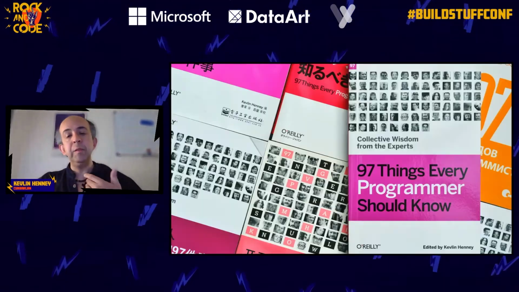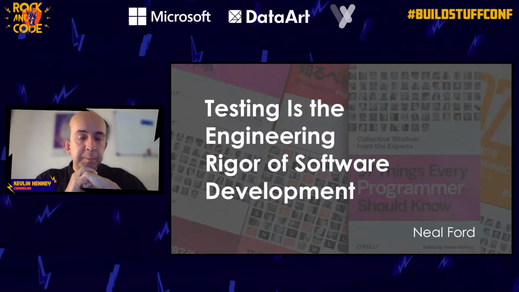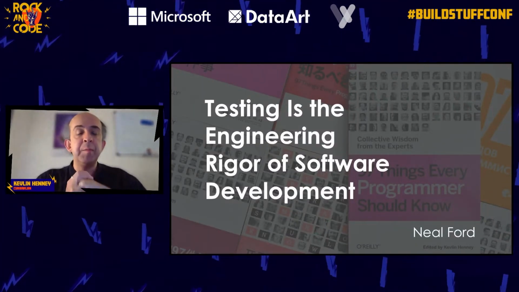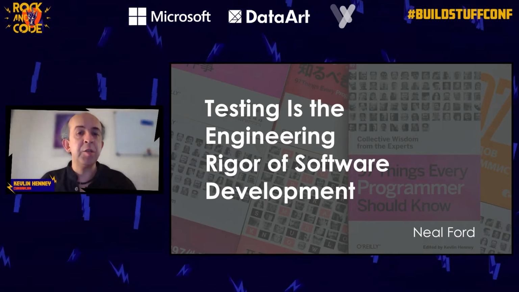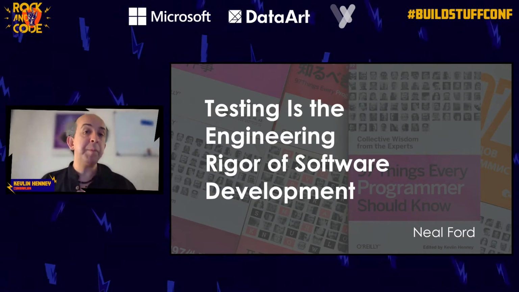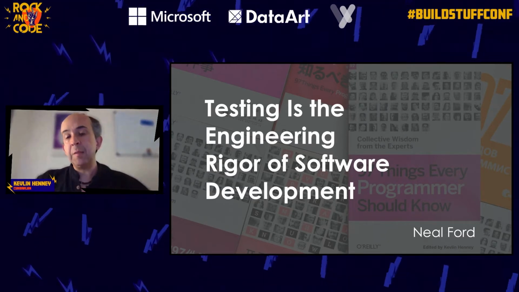So Neil Ford 10 years ago wrote this piece, "Testing is the engineering rigor of software development." That's what makes it real. That's what turns it from something that is some abstract cottage craft into something that is real and durable and people should expect to rely on. It reduces risk.